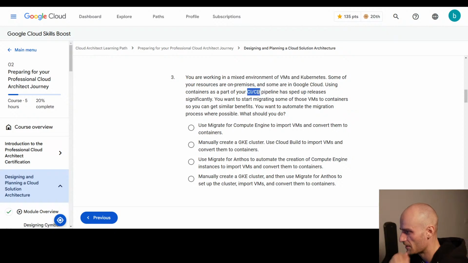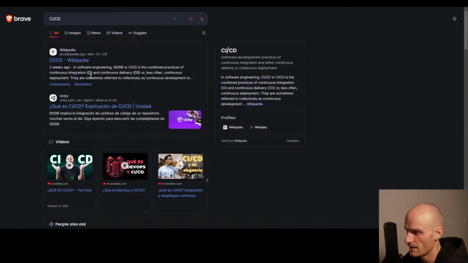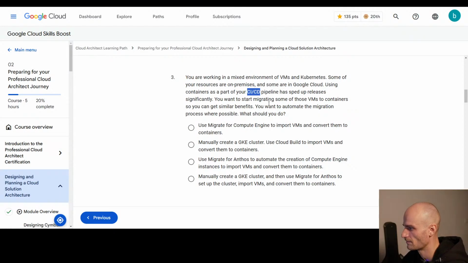I never remember the meaning of this one. I remember it's the continuous development, CI/CD. Continuous integration, continuous delivery. Yeah, okay.